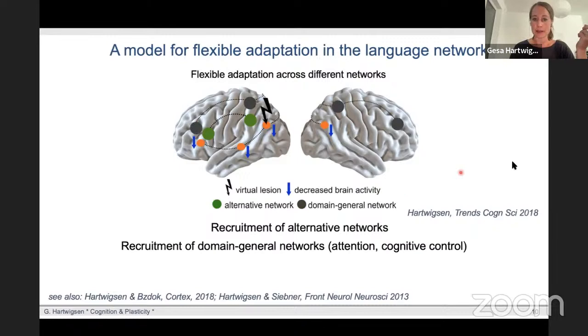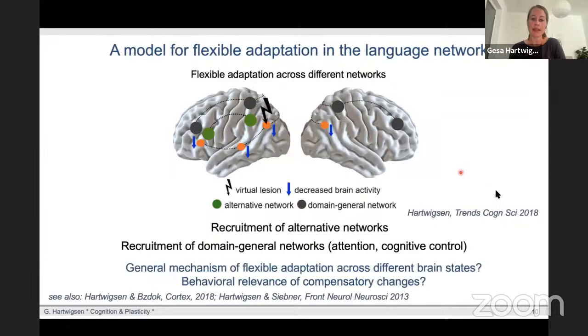And finally, and this is something that is most interesting to me at the moment, we also see that after perturbation of the specialized language network, a stronger recruitment of domain general networks. So domain general functions such as attention and especially cognitive control and working memory are known to contribute to all higher level cognitive processes, including language. And the idea is that disruption of the specialized network may to some degree be compensated for by stronger recruitment of domain general resources. I'm of course not suggesting that domain general networks can replace specialized networks, which is biologically implausible.